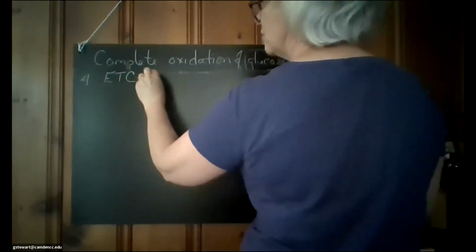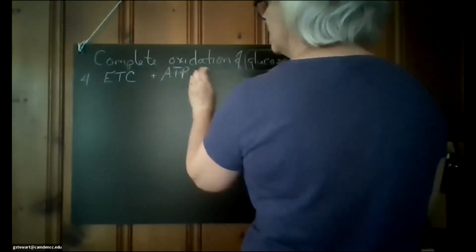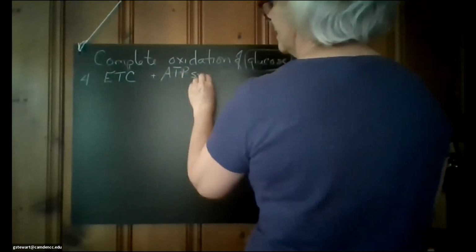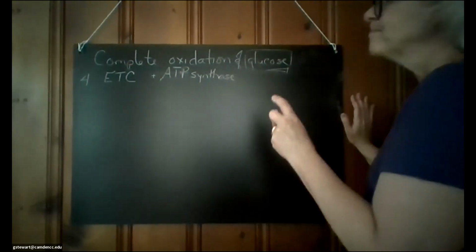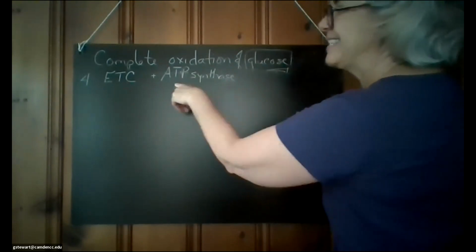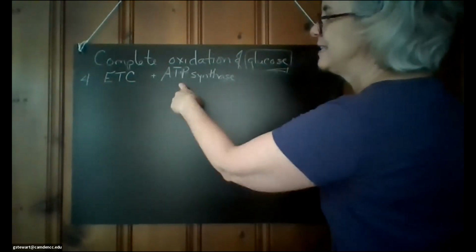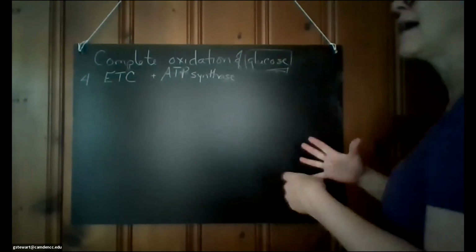Very last, number 4, very last part is what we call the electron transport chain. That's what the ETC stands for, electron transport chain, plus an enzyme, ATP synthase. Right? And the enzyme, "-ase," that's how we know it's an enzyme, and it tells us what it does. It synthesizes ATP. It makes ATP. So we're going to talk a little bit about how that happens.